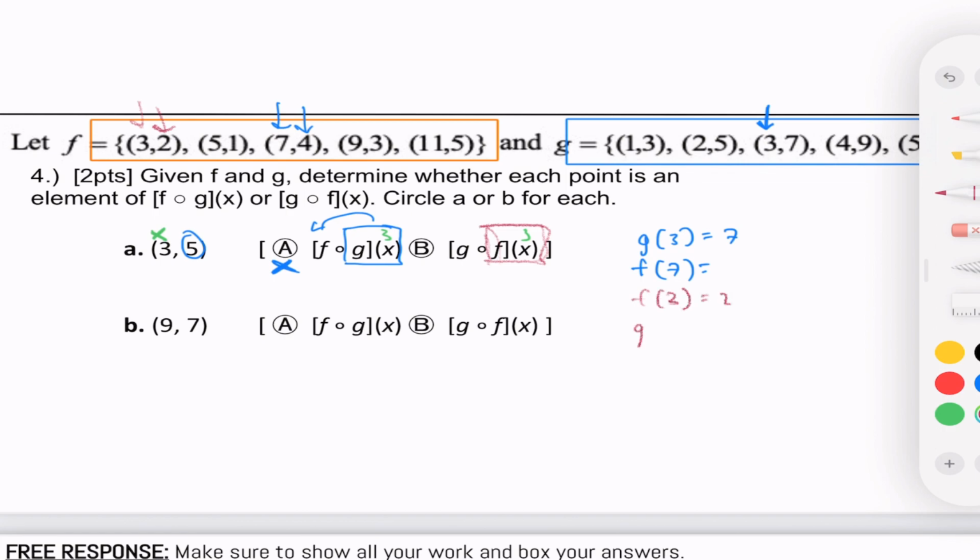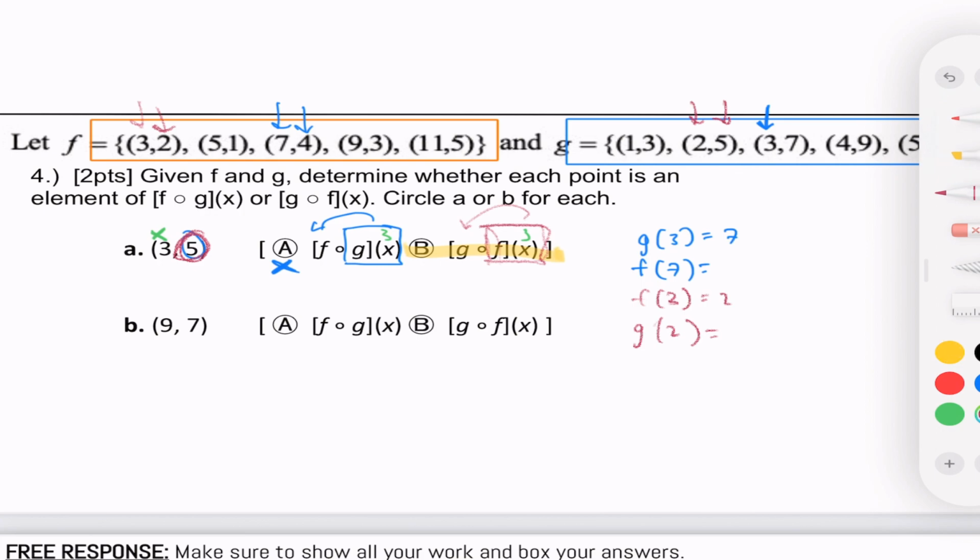Now I'm going to do g. I'm going to put that answer into g. So g of 2 is 5. And that's what I wanted, 5. So the answer would be B.